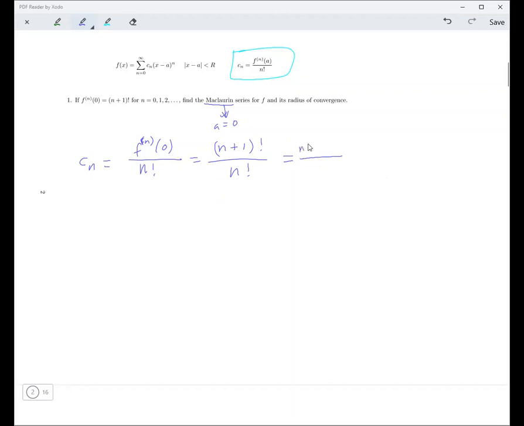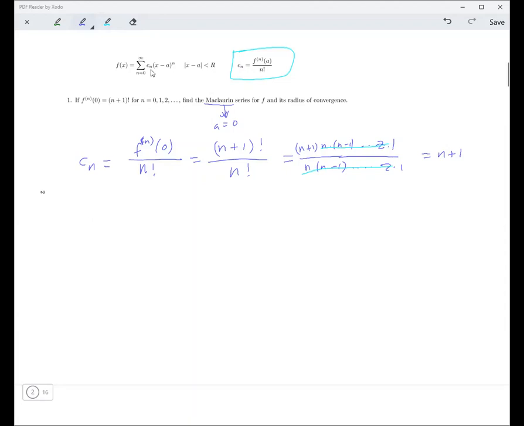So n plus 1 factorial is n plus 1 times n times n minus 1 all the way down to 2 and then a 1 if you want. n factorial is n times n minus 1 and all the way down to 2 and 1. And so all of those are going to cancel with all of those, and you end up with n plus 1. So our cn's are n plus 1.